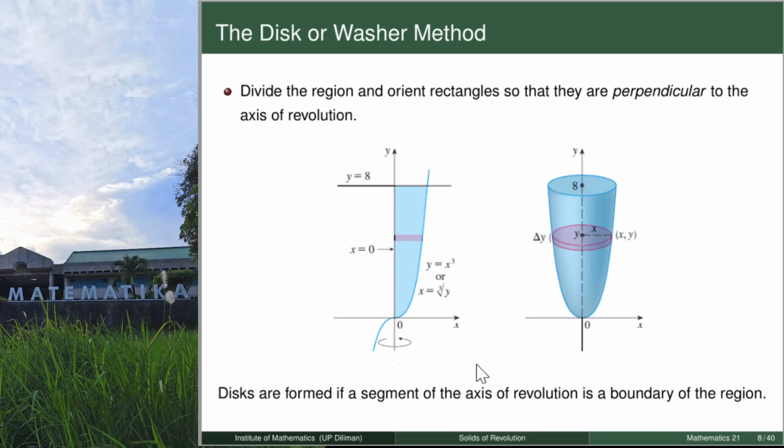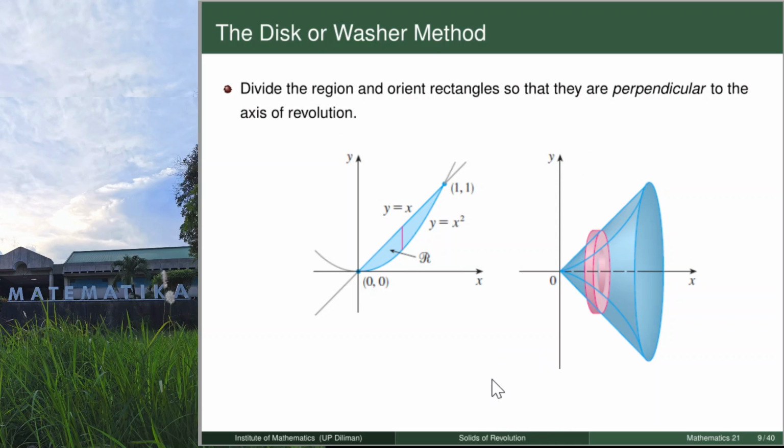So, disks are formed if a boundary of the plane region has a segment that coincides with the axis of revolution. Meanwhile, why do we get a washer in the next example? This is because none of the boundary curves of the region has a segment that coincides with the axis of revolution. That's why every time you make an arbitrary vertical rectangle and revolve that about your axis of revolution, you will always find a hole in the middle, and that will give you a washer and not a disk.